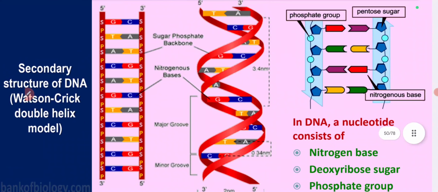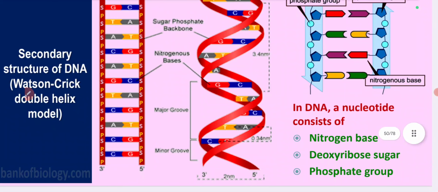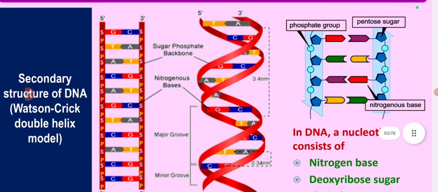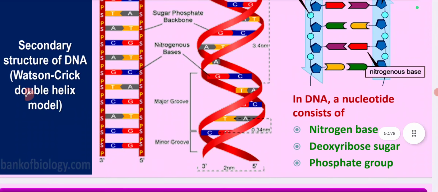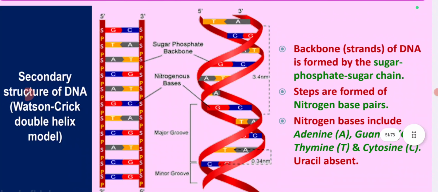In DNA, a nucleotide consists of a nitrogenous base, deoxyribose sugar and phosphate molecule. See this diagram? Nitrogenous bases are there, pentose sugar, also called deoxyribose sugar, and a phosphate group is attached. Backbone or strands of DNA is formed by the sugar phosphate sugar chain. Steps are formed of nitrogenous base pairs. Nitrogenous bases include adenine, guanine, thymine and cytosine. Uracil is absent.